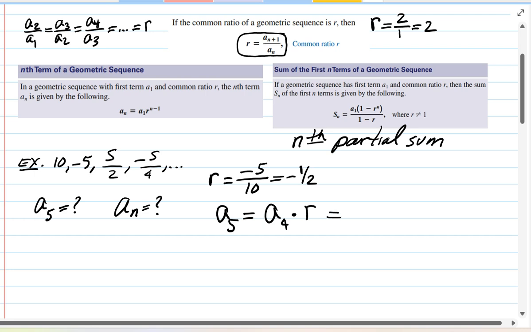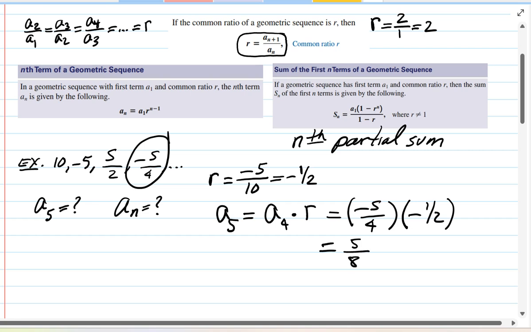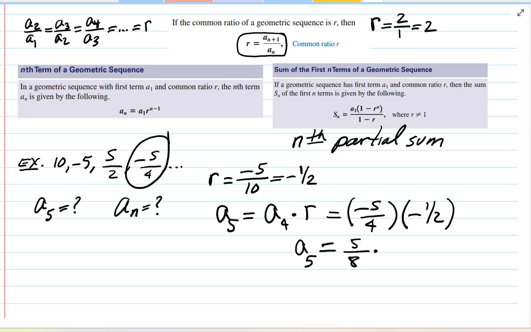The term before times the common ratio. The fourth term is negative 5/4. Multiply by negative 1/2, and this will give me a positive 5/8. So that's going to be the value of the fifth term. Notice, by the way, the common ratio here is negative, right?